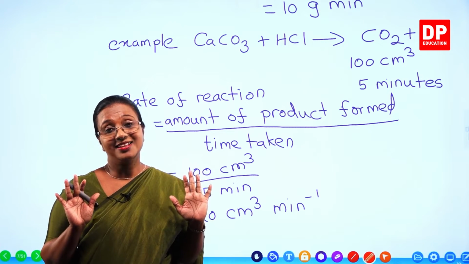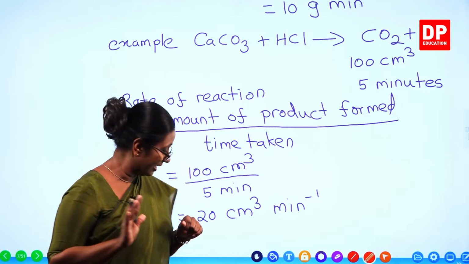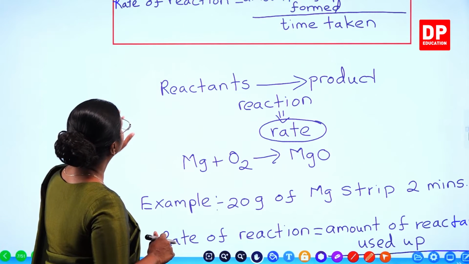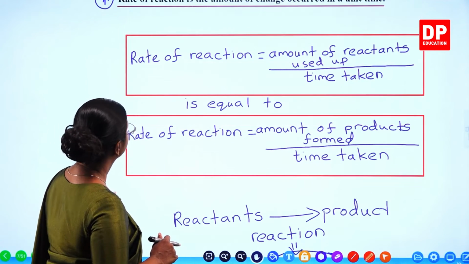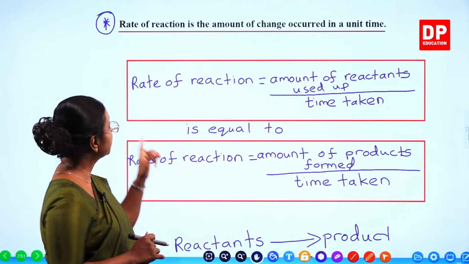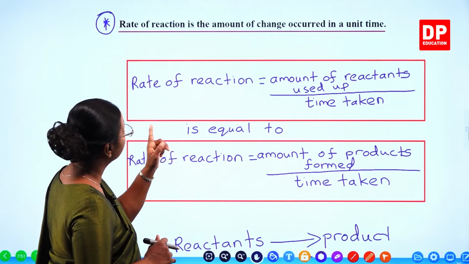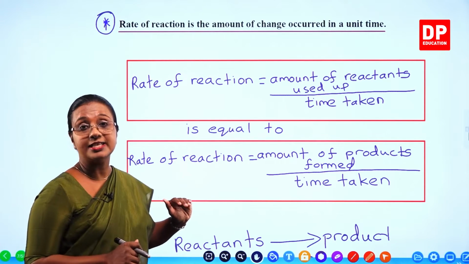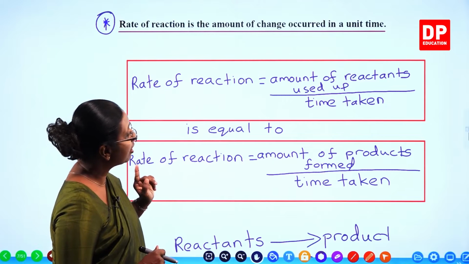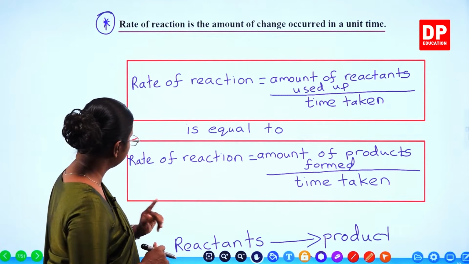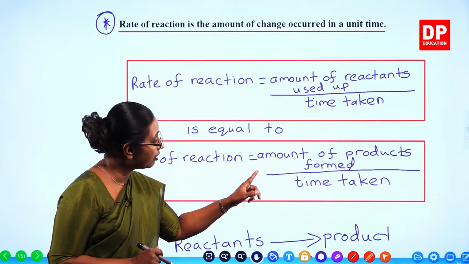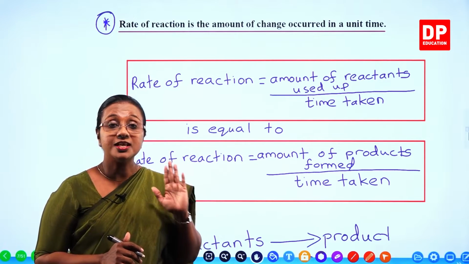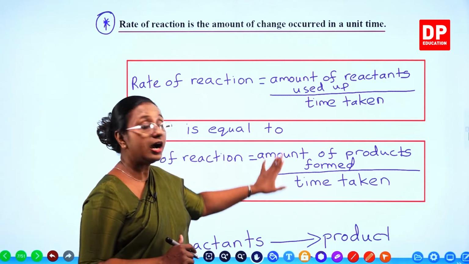So can you all understand that? I am sure you can. So if we quickly go back, you have to remember these three, students. The definition for rate of reaction is the amount of change occurred in a unit time, and the equation, either first one or the second one. Rate of reaction, amount of reactants used up divided by time taken, or rate of reaction, amount of products formed divided by time taken. And always for a certain reaction, these two are equal.